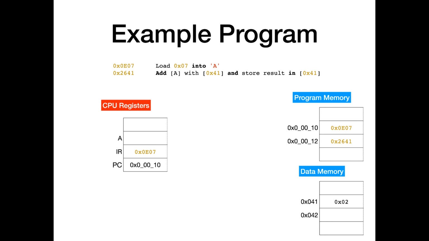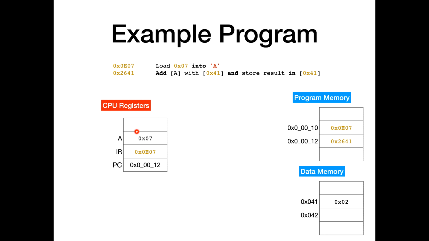The control unit within the CPU knows that 0E issues a command to load the accumulator, and 07 is the value that will be loaded into it. So you can see it will go to the accumulator, put 07 in here, and tell me I am ready. The program counter should refer to the second location in here. That's exactly what happened.